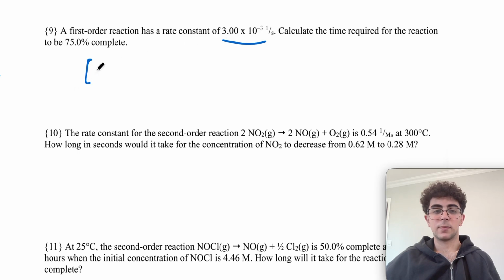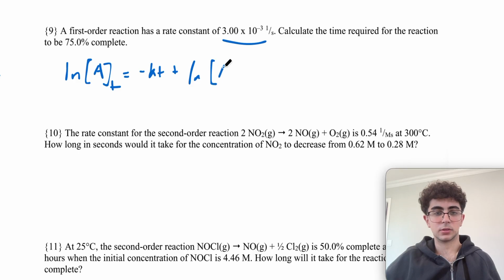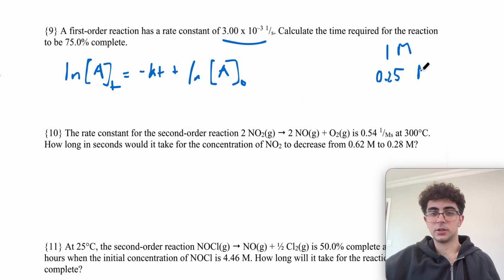So we know that the equation is ln A equals negative kt plus ln of A0. Because it doesn't give us a specific initial molarity, it just says calculate the time required for the reaction to be 75% complete, I'm going to assume the initial molarity is just 1 molar. So 75% complete will leave me with 0.25 molar, because remember, A is the concentration of the reactant. So the reactant's going to get decreased by 75%.